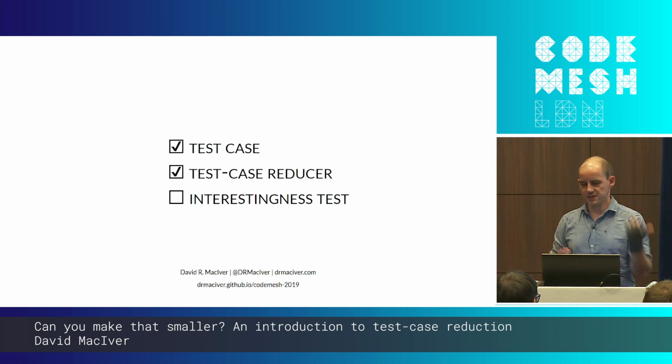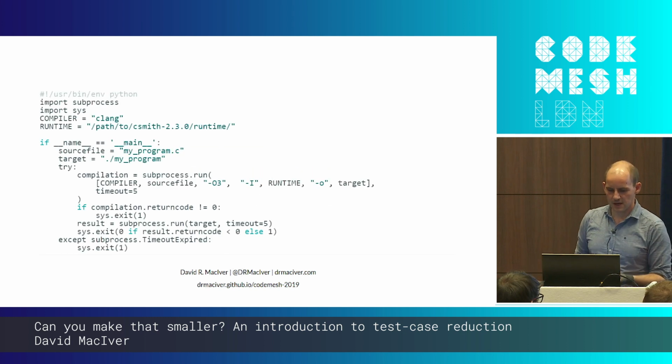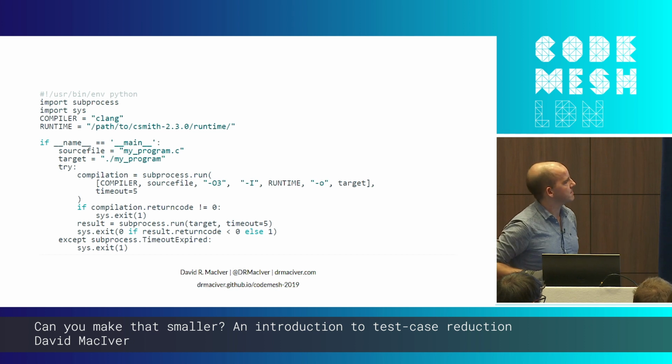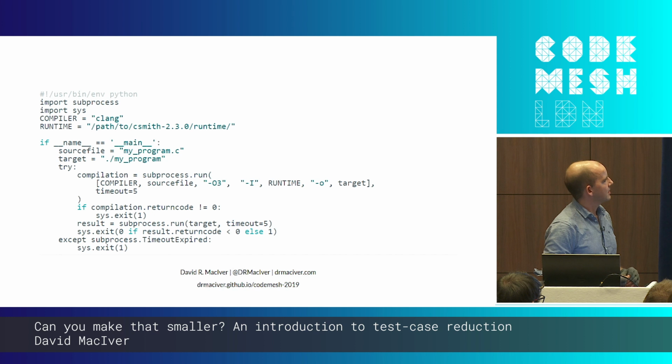So we've got a test case. We've got a test case reducer. That will be C-reduce. What we need is an interestingness test. This is an interestingness test. I usually write them in Python because I hate writing shell. You can write them in anything you want. And this is just automating what we did beforehand. You have a source file, which is called myprogram.c. We compile it at O3 with Clang. If the code doesn't compile, that's not interesting.